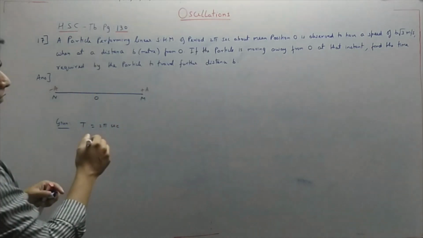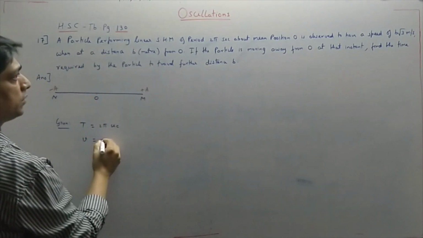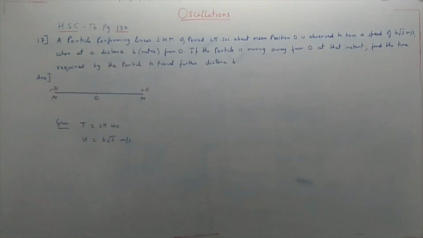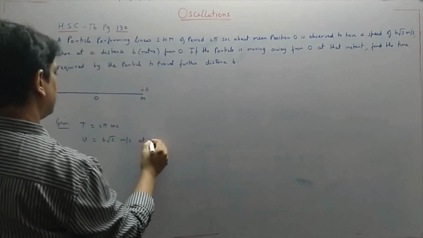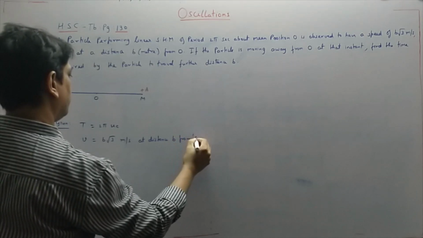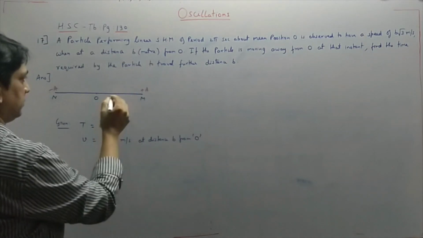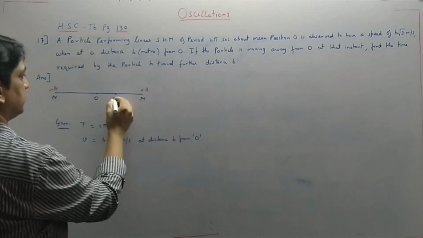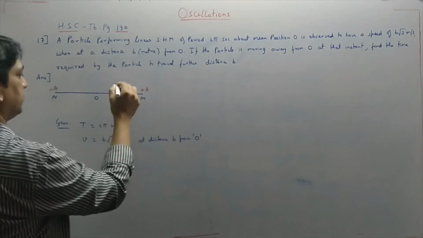It is observed to have a speed of b root 3 meter per second when at a distance b meter from O. So at distance b from O. So here in the diagram, at this particular point, suppose this is my b, at a distance b, your speed is v, and this v is b root 3.